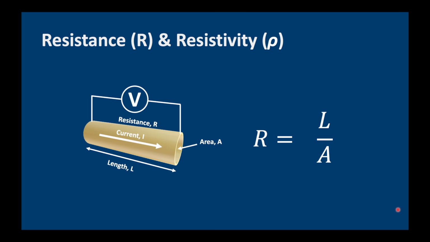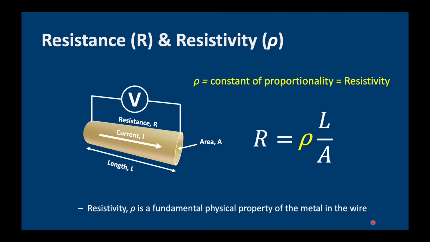Now, the resistance is proportional to the length of the wire and inversely proportional to the area. We have a constant of proportionality called resistivity, and it is usually shown as the Greek letter rho. Resistivity is therefore a fundamental physical property of the metal in the wire. Resistivity is the property which we're trying to measure with resistivity surveys.